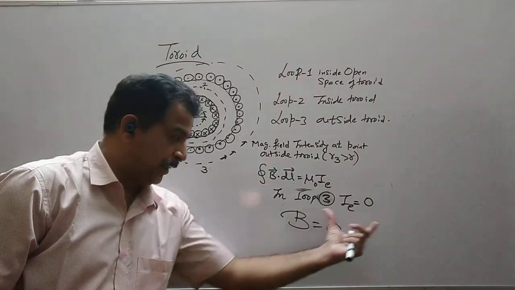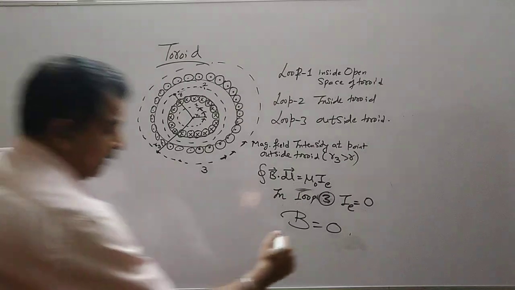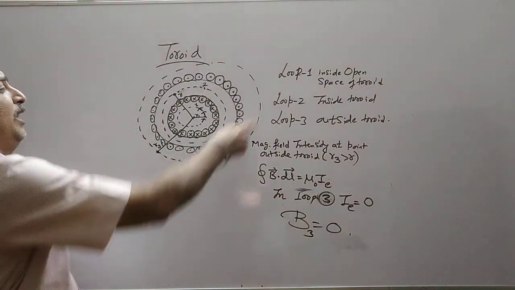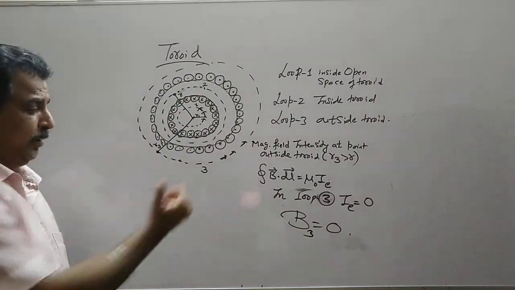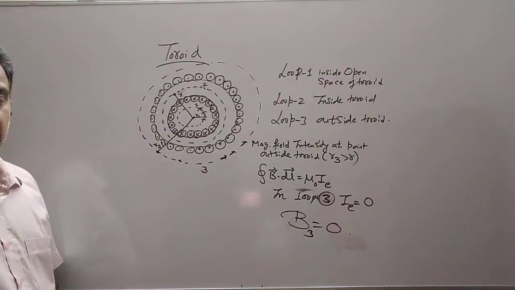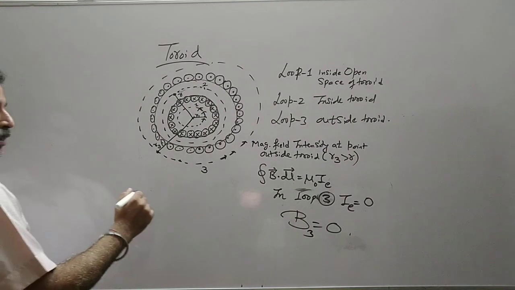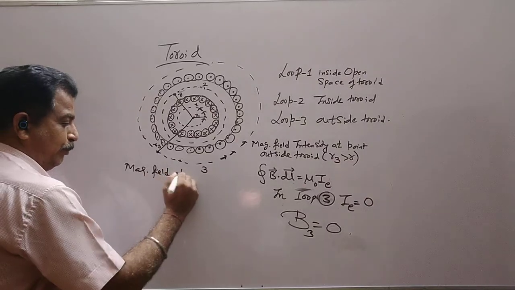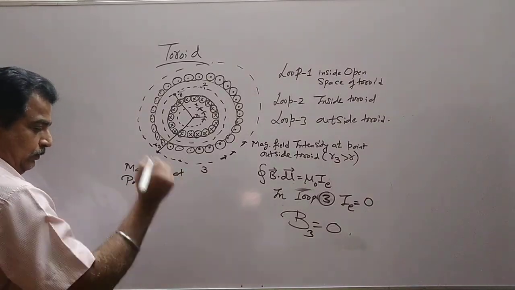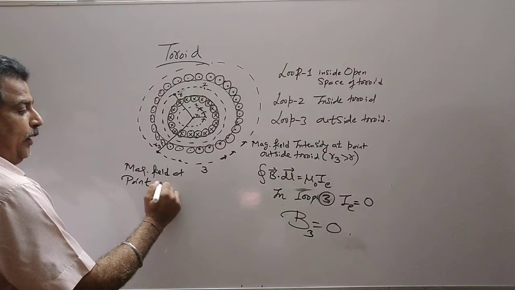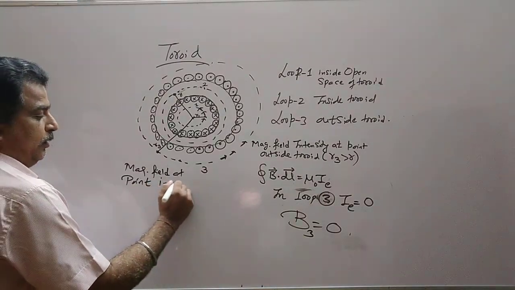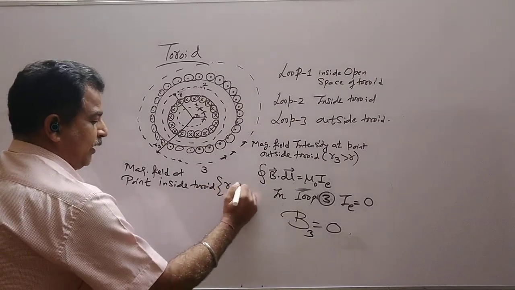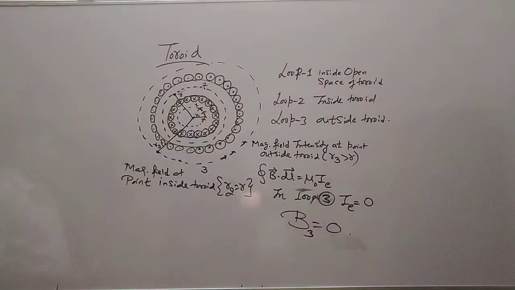So again in loop 3, B, or you can say B3, is 0. So this Amperian loop will cut the wire two times, one coming out and one going in. Now let us find out the magnetic field intensity at a point inside the toroid, that is loop number 2. So we take R2 is equal to R here.